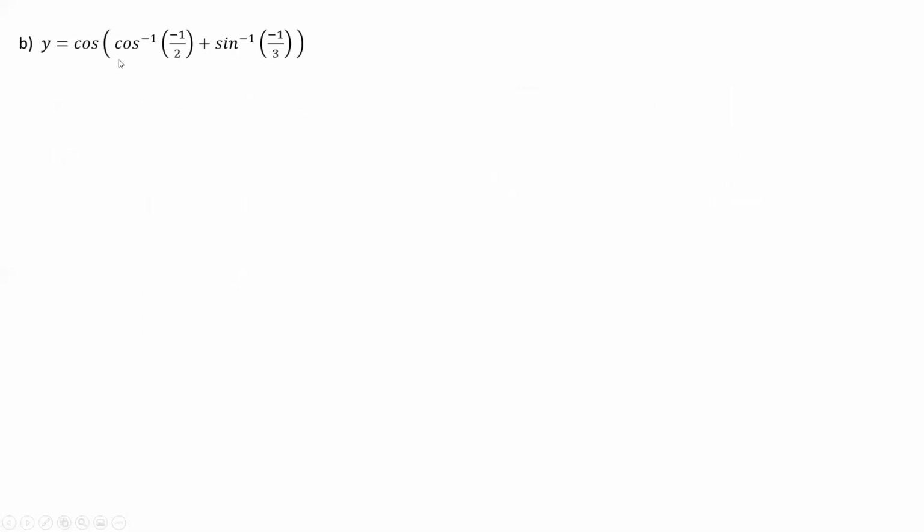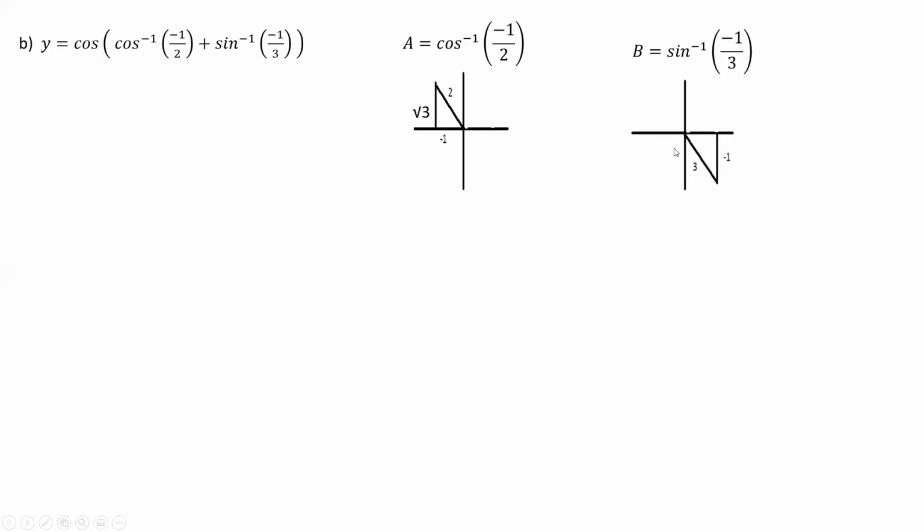Let's do another one. The angle whose cosine is -1 over 2, we'll call that A. The angle whose sine is -1 over 3, we'll call that B. See if you can construct the diagram on your own. Cosine, x over r, that puts us in this quadrant, x and r. Missing side using Pythagoras, I think we know that one, we're familiar with that triangle. Inverse sine, y over r, there's our y and that's our r.